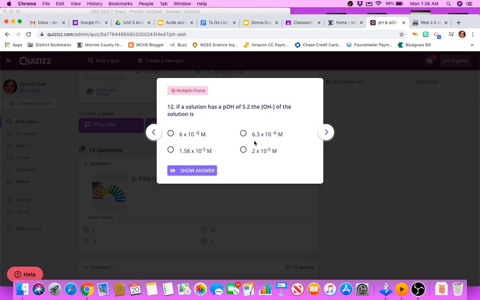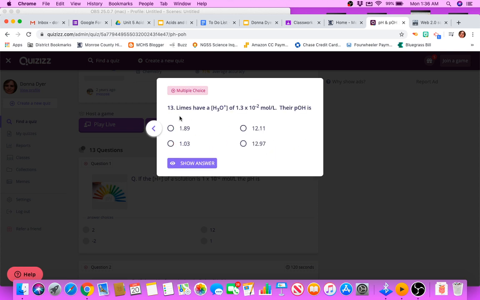Now, this is what I would say the answer is, but when I look at the answer here, I think they have the wrong answer marked. I think the answer should be 6.3 times 10 to the minus 6 for this one. I don't know why. I did not make this quiz, someone else did. So I think whoever made this quiz just messed up on the answer. I think this would be the correct answer.